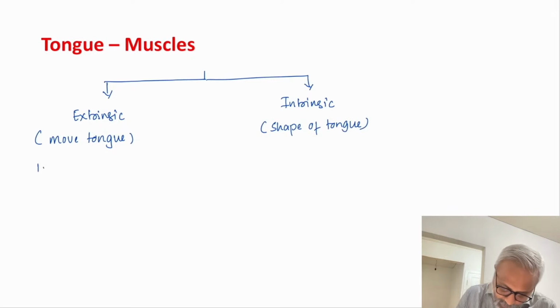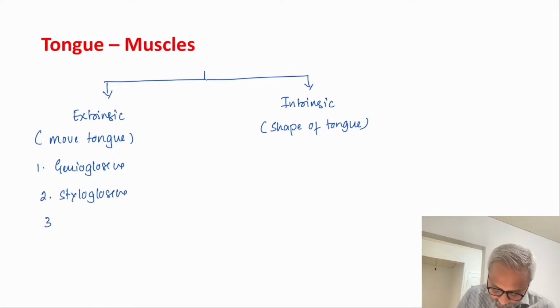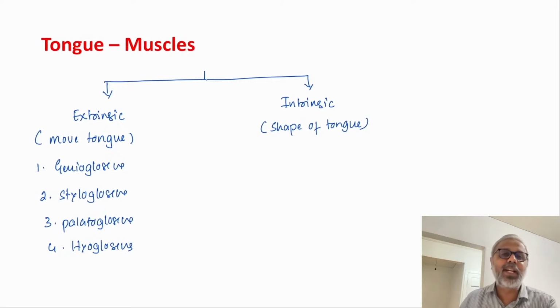What are the extrinsic muscles we have? We have the genioglossus. So can you tell me about other muscles? Yes, one is styloglossus, right? So we have the styloglossus. Then we have the palatoglossus, right? Then the last muscle we have is the hyoglossus, right? So write the names of these muscles completely. Please don't use abbreviations. Examiners absolutely hate when you write abbreviations. You may simply lose marks.